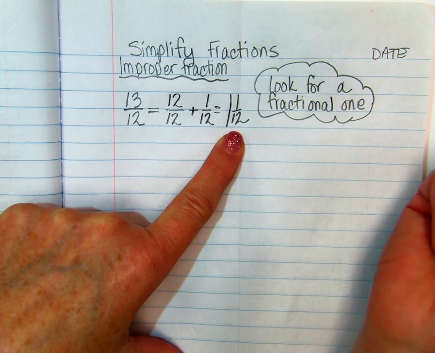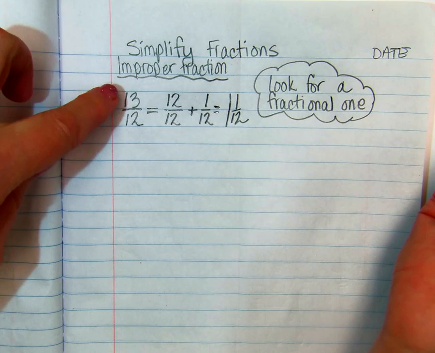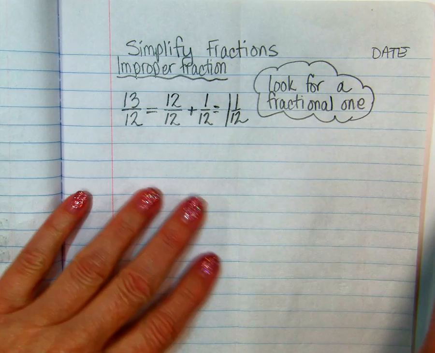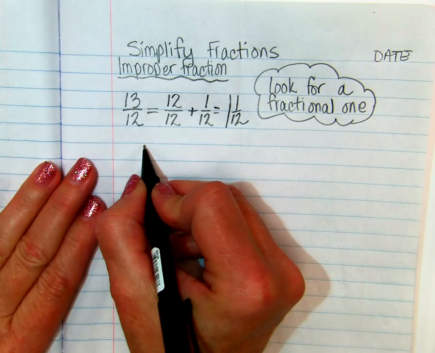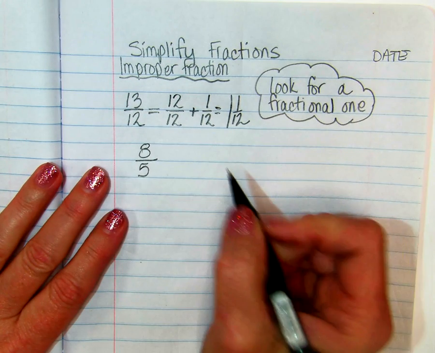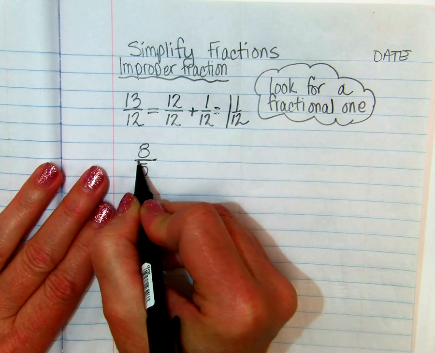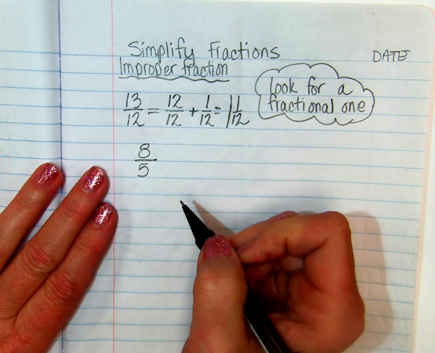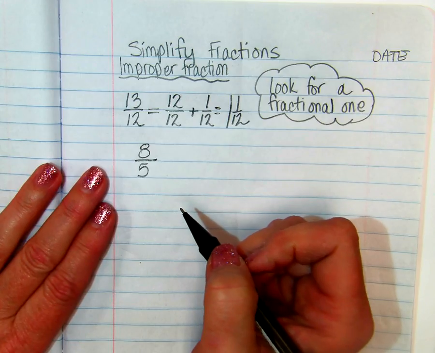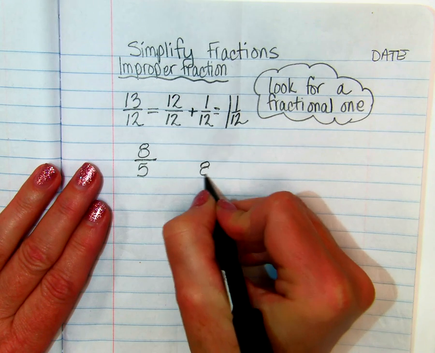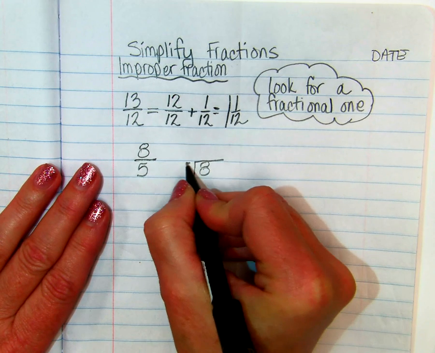Okay? Another way to simplify an improper fraction is just to go ahead and divide. Okay? So let's take another improper fraction. Let's say 8/5. All right? I think I've told you before that this is divide. 8 divided by 5. So if we have an improper fraction, let's just go ahead and make a division problem. Okay? 8 divided by 5.